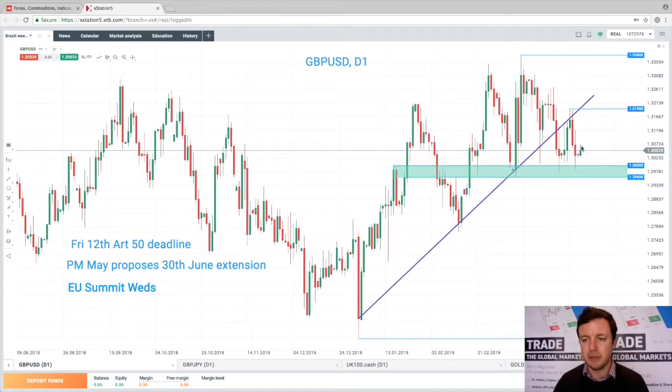Now this support region, if we do drop down in again, is an area to keep an eye on, but if we do drop below there, then there is scope for significant downside with the next swing low not really coming in until we get around these levels here around 127.80.